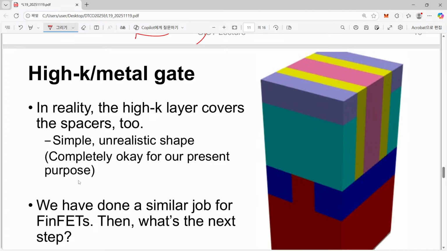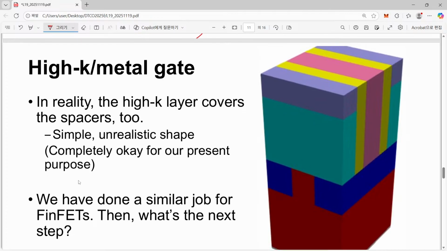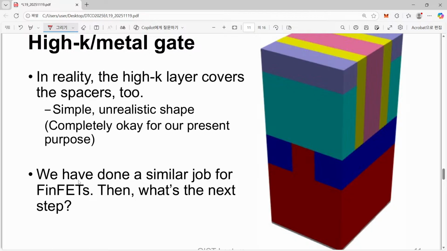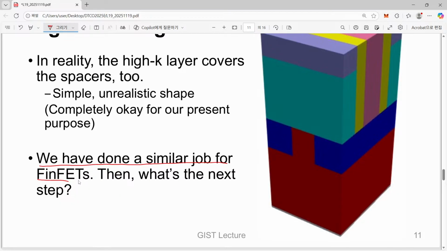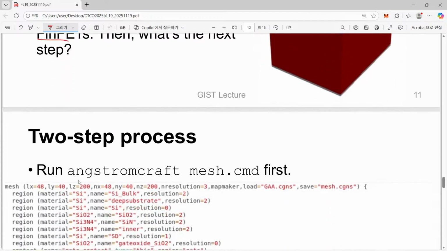After that, high K metal gate will be added. That is not that realistic, but I think that it's okay. So up to now, we have done a similar job with the FinFETs, and now we have a single stacked nanosheet MOSFET. Although this is much simplified, the general procedure is not that much different. Then what's the next step? We wanted to simulate it.